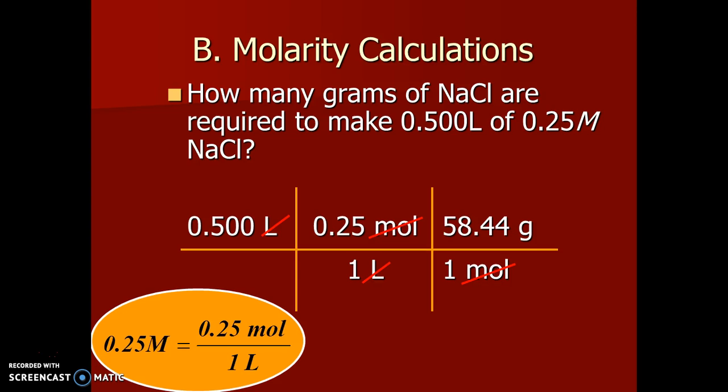So I've converted liters to moles using molarity, and then moles to grams. 58.44 grams is the molar mass of sodium chloride off the periodic table. And so this tells me I need to dissolve 7.3 grams of sodium chloride into 0.5 liters of water to make a 0.25 molar sodium chloride solution.